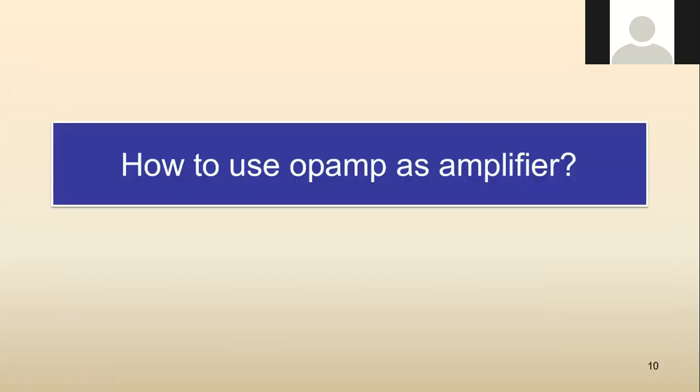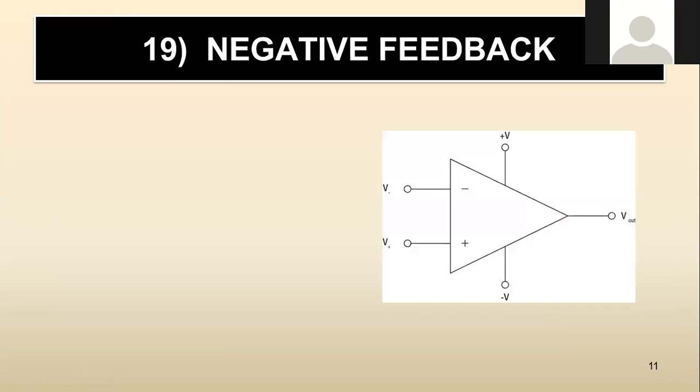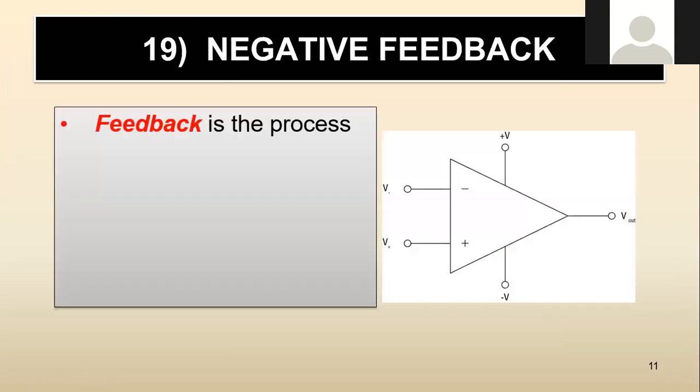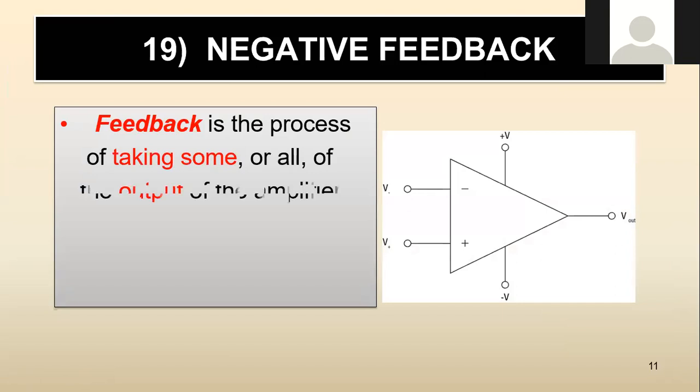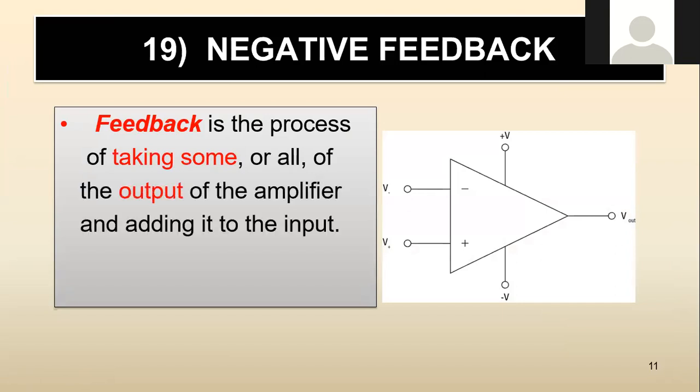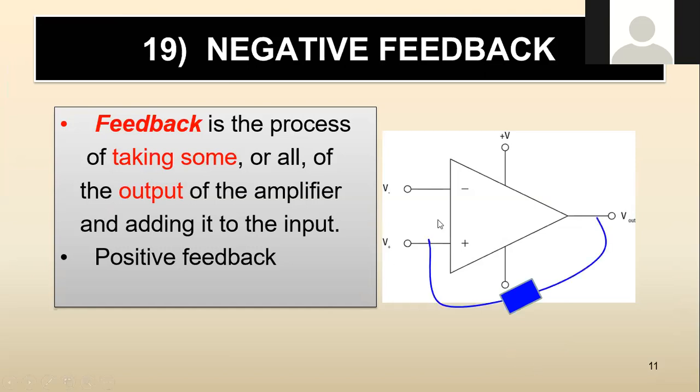How to use the op-amp as an amplifier? Right? Negative feedback. What is feedback? Feedback is the process of taking either a fraction or all of the output and adding it to the input. So if it's positive feedback, then we take it from the output and we put it through this resistor and back to the positive terminal. That's positive feedback.